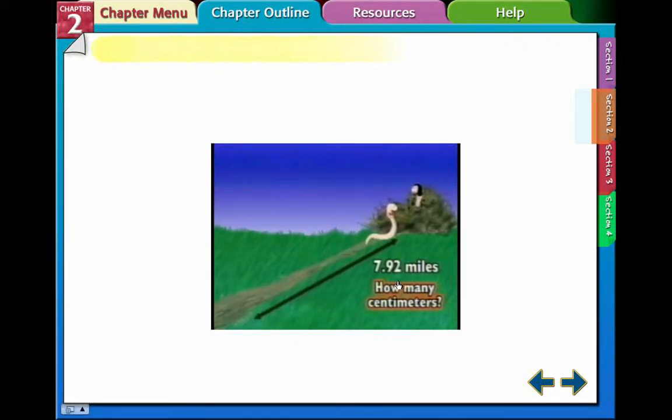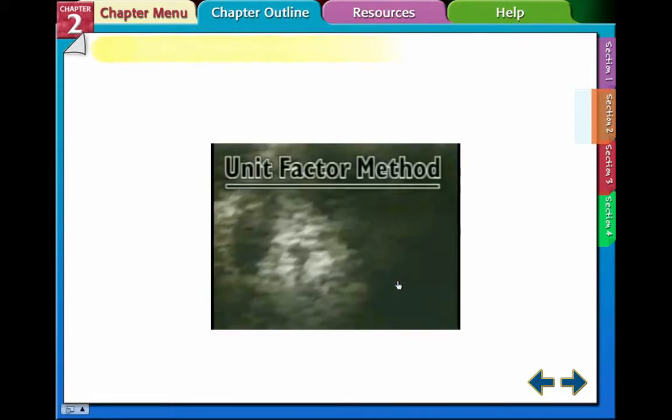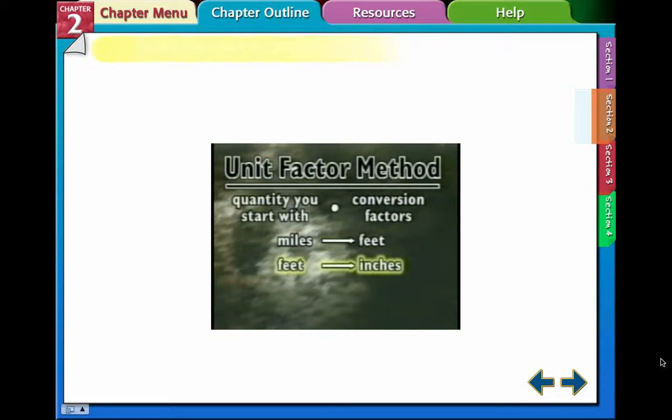Well, we have a problem with this problem. Willie measures his travels in centimeters, but we've measured his travel in miles, so we have to convert to centimeters, Willie's unit of measurement. Using the unit factor method, multiply the quantity you start with by the appropriate conversion factor until you get the unit you want. In this case, convert miles to feet, feet to inches, and inches to centimeters, since centimeters is the unit you need for your answer.